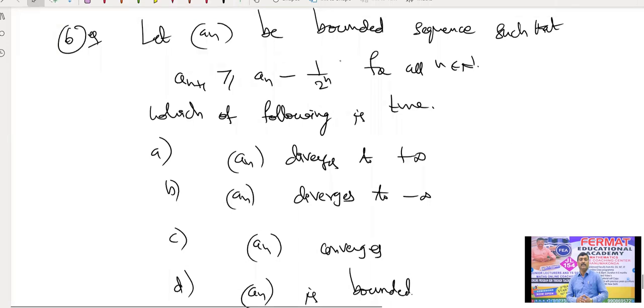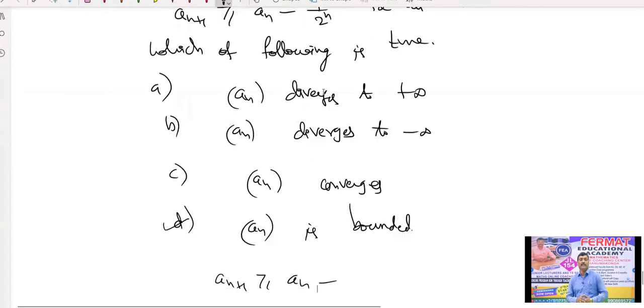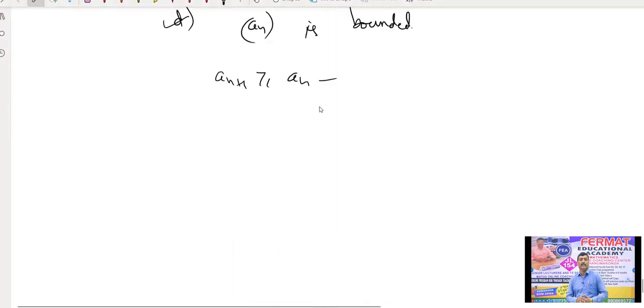Okay, Pandu responded and Shivakumar also responded. Minus 1 by 2 power n. This is at most 2 for every n.